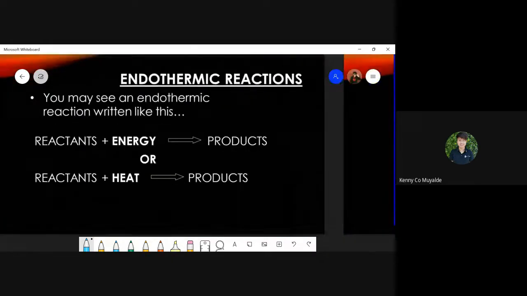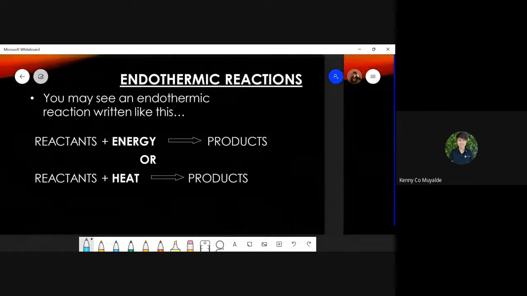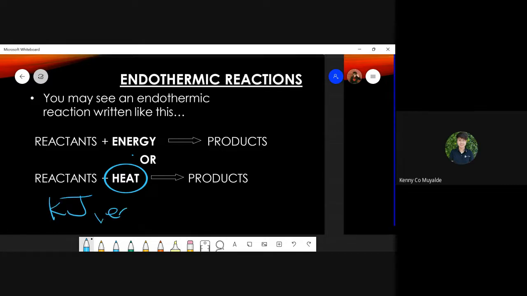So, ayan. So, malalaman natin sa chemical reaction na isa siyang endothermic kapag ang energy or heat or kilojoules or joules ay nasa reactant side.